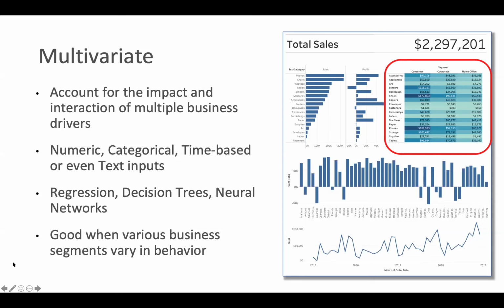And this is really good when various business segments vary in behavior, meaning bookcases in the consumer segment are generally higher than what you'd see in home office. So you want to be able to take advantage of that. Okay, so that is the last model, and I think we're ready for the demo now.